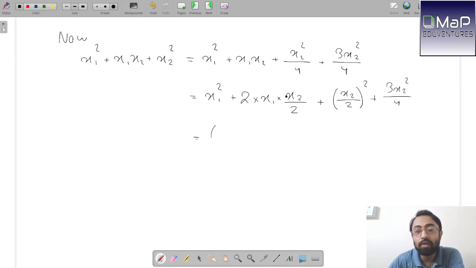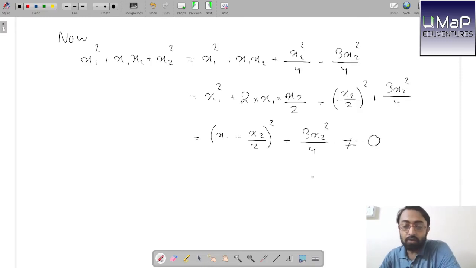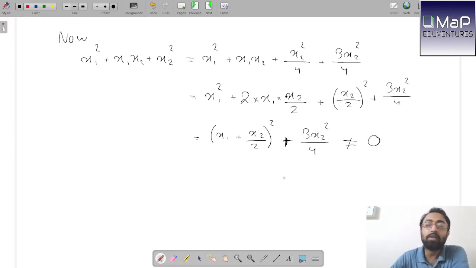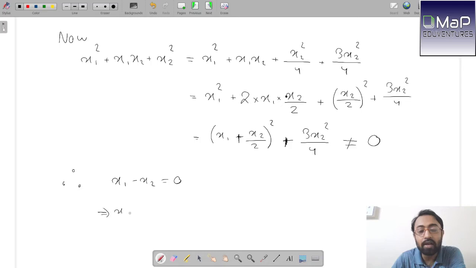All right, so now we get x1 plus x2 by 2 whole square, the first three terms combined into a whole square, plus 3 times x2 square by 4. Now this part will obviously not equal 0, because here we are adding two squares, so this part cannot be equal to 0. Therefore, since this part is not 0, obviously x1 minus x2 has to be 0, that means you are getting x1 equals x2. Thus we can say f is 1-1.